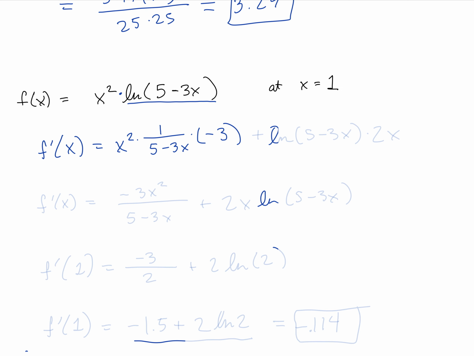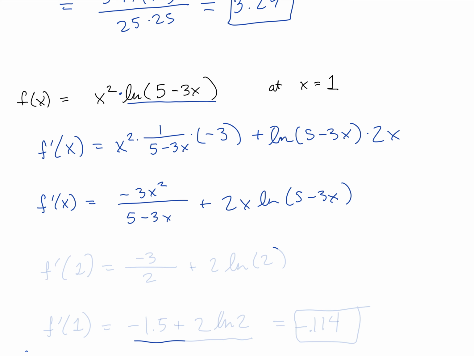So that was the first times the derivative of the second, plus the second, natural log of 5 minus 3x, times the derivative of the first. Derivative of x squared is 2x. And so then we're looking at plugging in the value x equals 1. So let's rewrite this just a little bit more nicely. This is negative 3x squared divided by 5 minus 3x plus 2x times the natural log of 5 minus 3x.